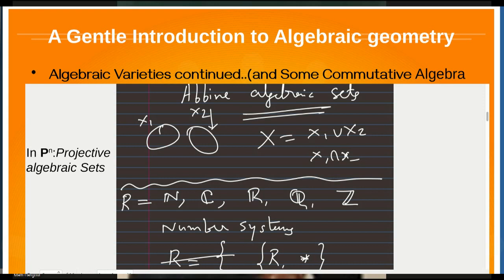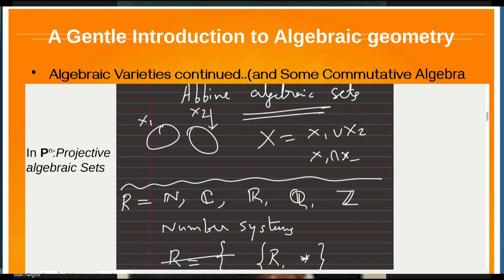So let's not focus too much on the topology aspects right now, because the topology seems to be a little vague here. But let's say you have X as a union of two sets X1 and X2. That is, X is reducible into X1 and X2.